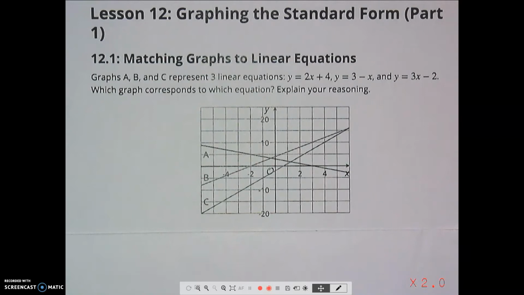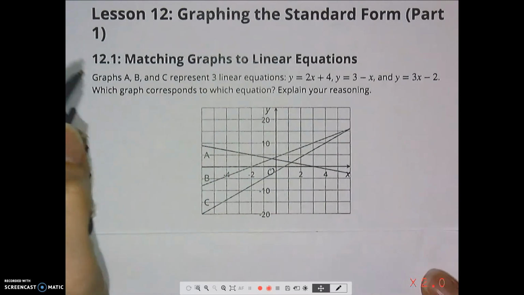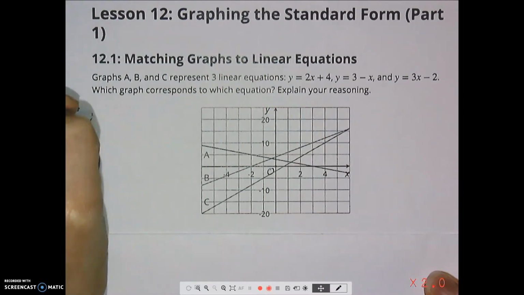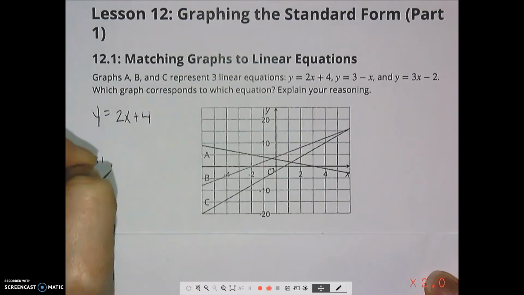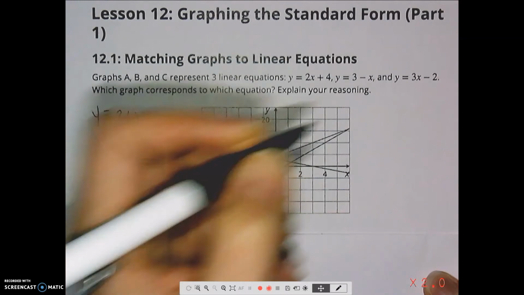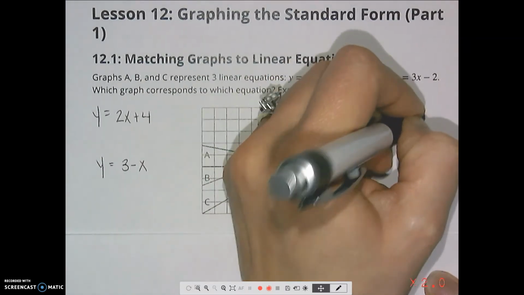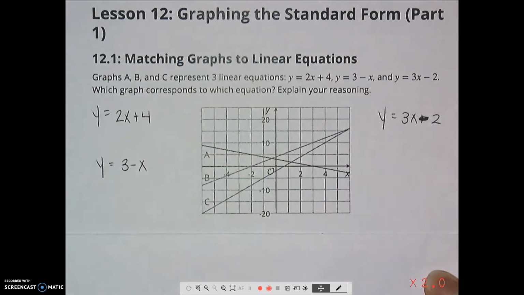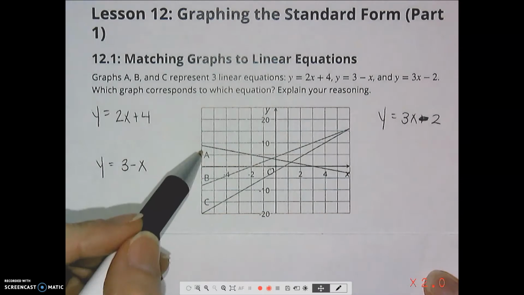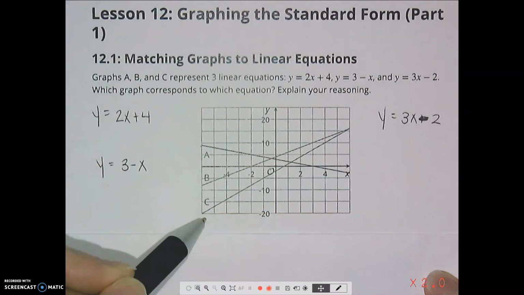One of them is y equals 2x plus 4. Another one is y equals 3 minus x. The last one is y equals 3x minus 2. And we need to figure out which graph corresponds to which equation and explain our reasoning. So we have y equals 2x plus 4, y equals 3 minus x, and y equals 3x minus 2. Okay, so we have those three equations, and then we have line A, B, and C.